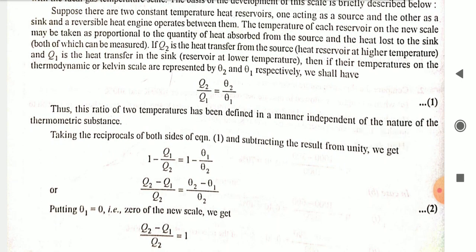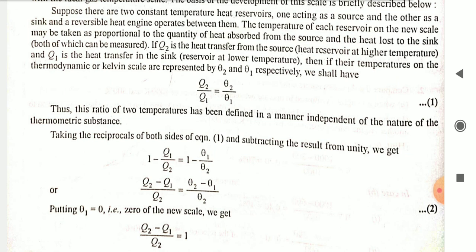Suppose there are two constant temperature heat reservoirs, one acting as a source and the other acting as a sink, and a reversible heat engine operates between them. The temperature of each reservoir on the new scale may be taken as proportional to the quantity of heat absorbed from the source and the heat lost to the sink.